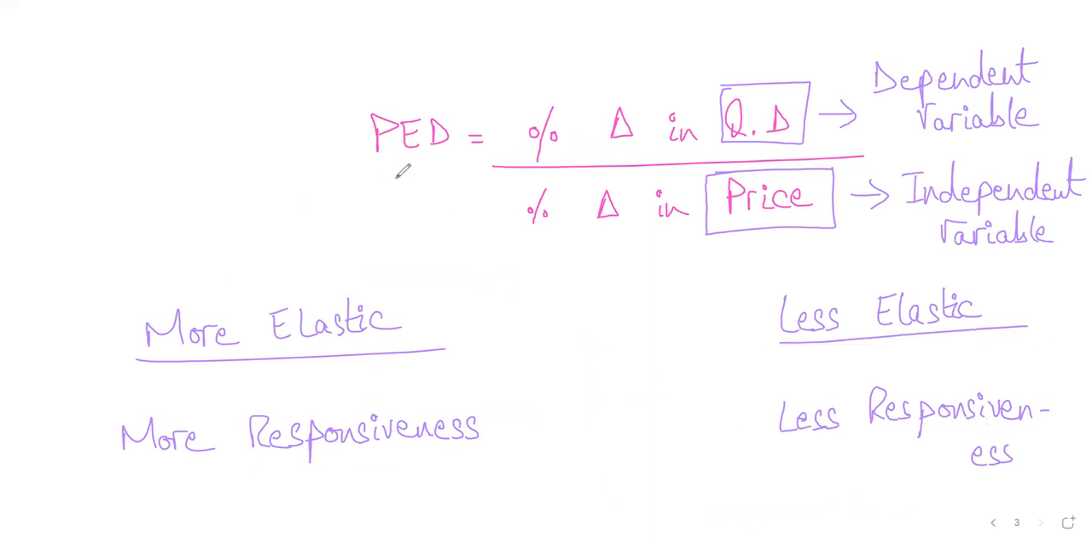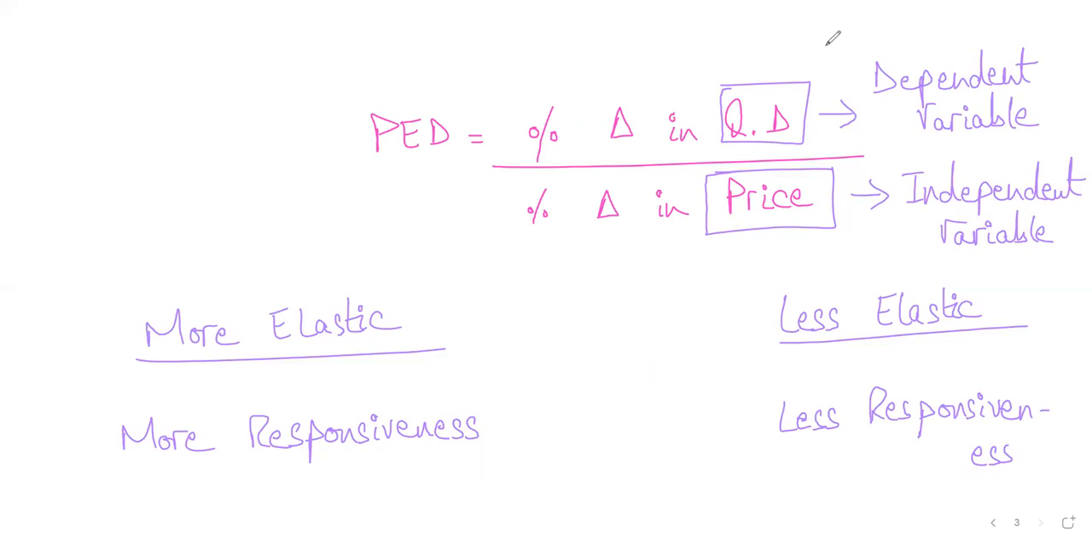Now, the way we calculate price elasticity of demand, we are looking at this formula for the first time, so we will pay special attention to this. Percentage change, this delta, this triangle we use in maths to show change. Percentage change in quantity demanded divided by percentage change in price.